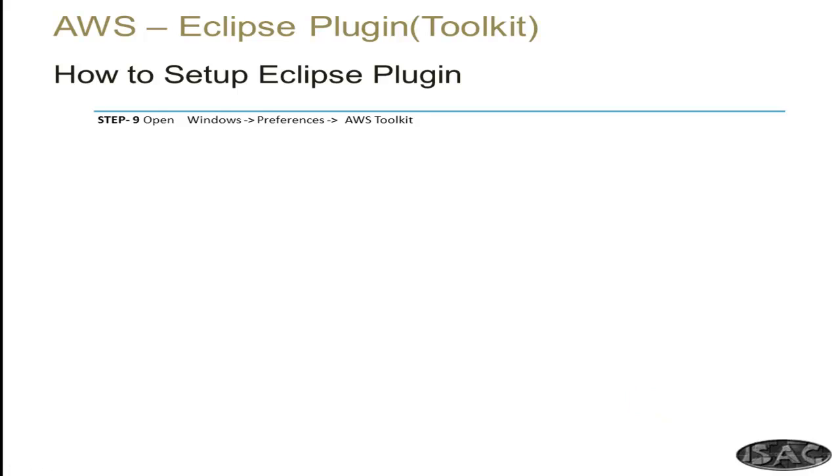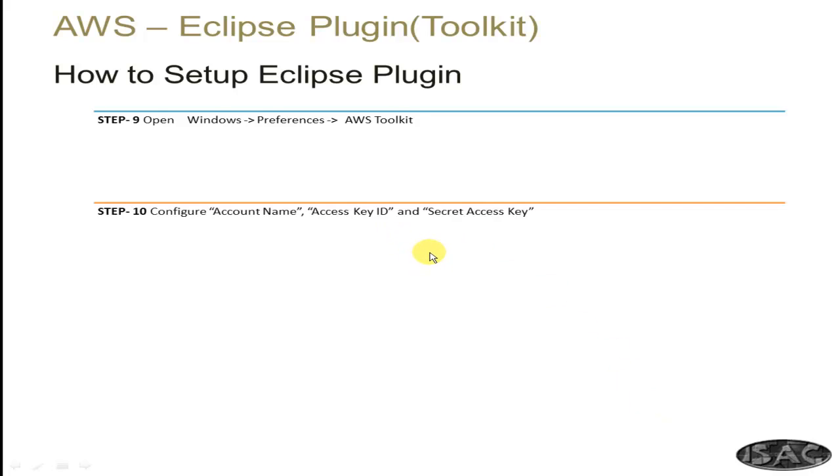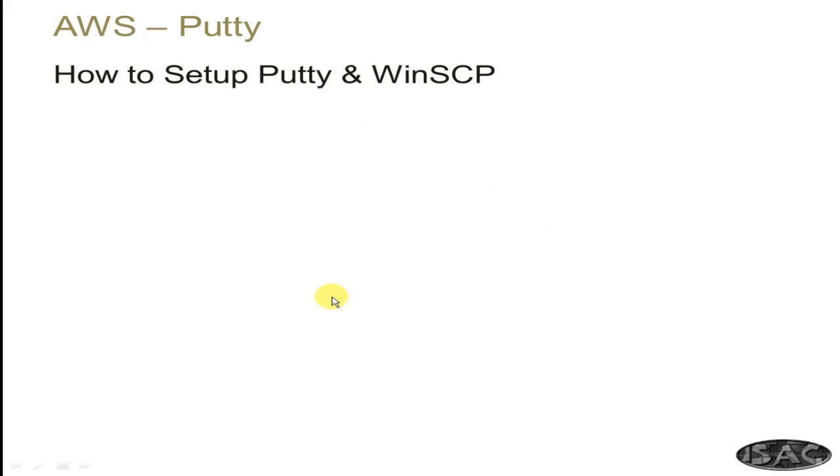Once it is done, go to Windows Preferences, AWS Toolkit, and click Configure Account Name, Access Key ID and Secret Access Key. So once in the AWS Toolkit, you have to do all of this.